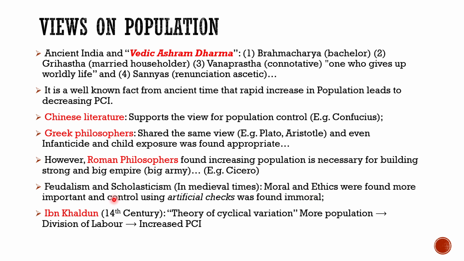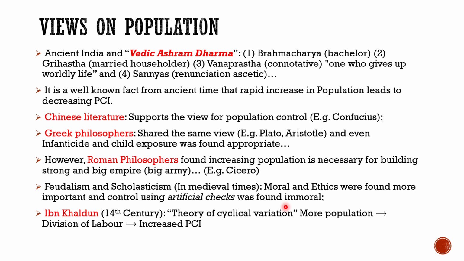Then in the 14th century, the work of Ibn Khaldun, the theory of cyclical variation, talked about how with increasing population, division of labor takes place, and because of division of labor, specialization takes place, and all this leads to increased per capita income. So more population here is not a bad thing for an economy.